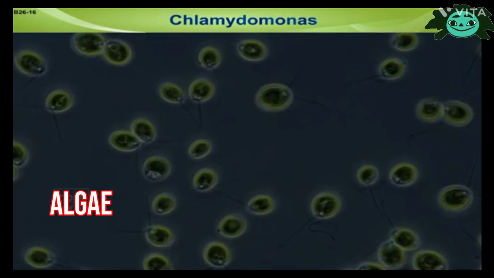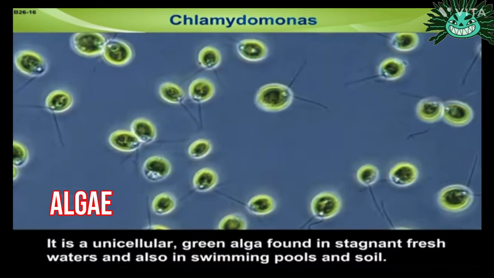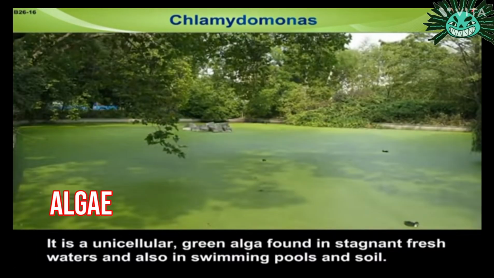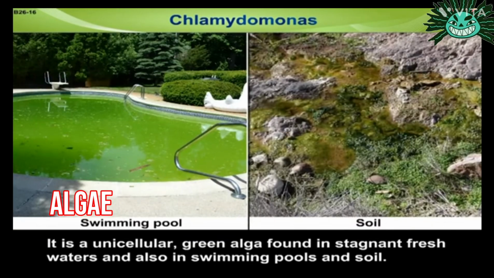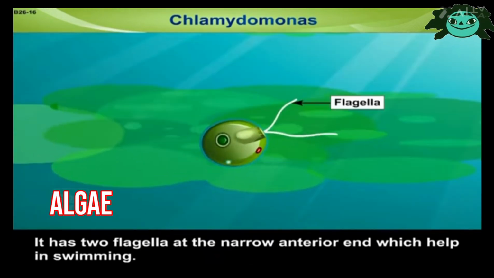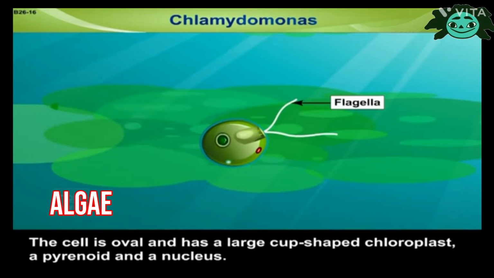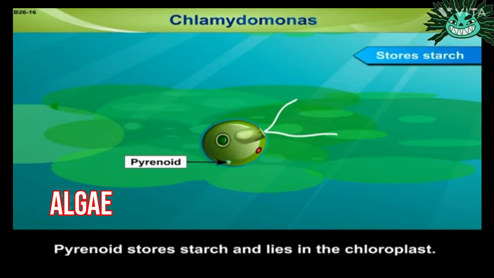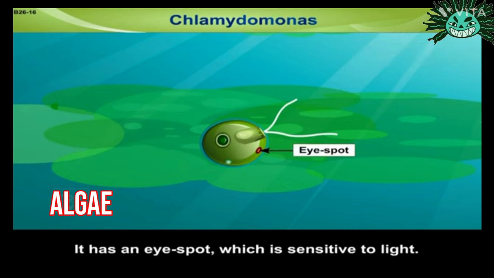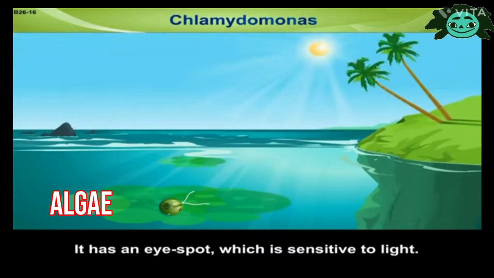Chlamydomonas. It is a unicellular green alga found in stagnant fresh waters and also in swimming pools and soil. It has two flagella at the narrow anterior end which help in swimming. The cell is oval and has a large cup-shaped chloroplast, a pyrenoid, and a nucleus. Pyrenoid stores starch and lies in the chloroplast. It has an eye spot which is sensitive to light.